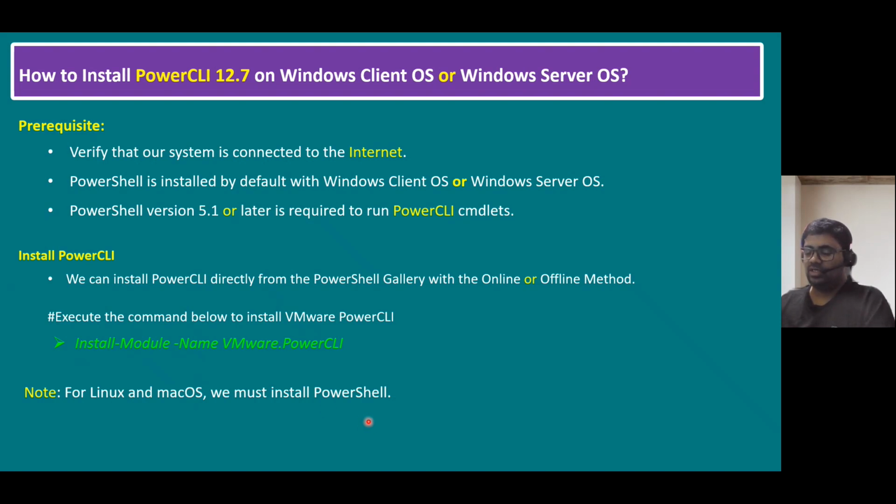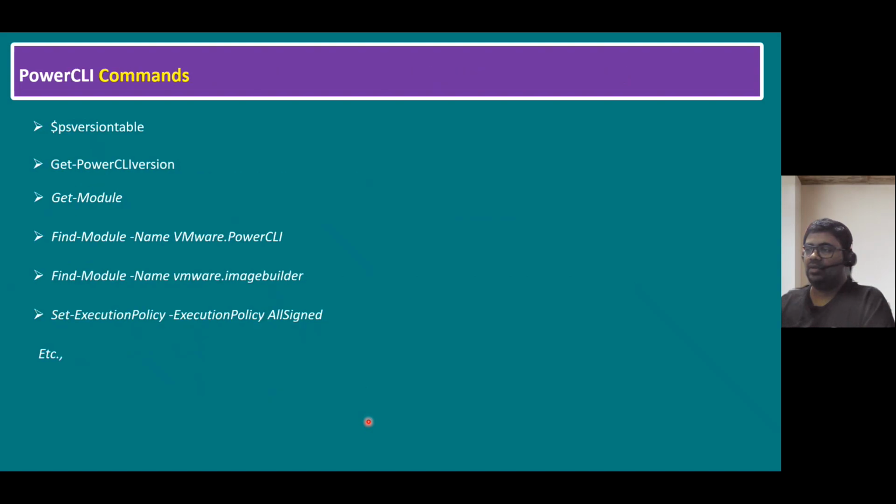Okay. Now let's talk about some basic PowerCLI commands. Just now I ran the command for the PowerShell version table, and once PowerCLI is installed, to verify the PowerCLI version, the command is Get-PowerCLIVersion. Okay, and to verify all your PowerCLI modules, run the command Get-Module. It will show all the module information.